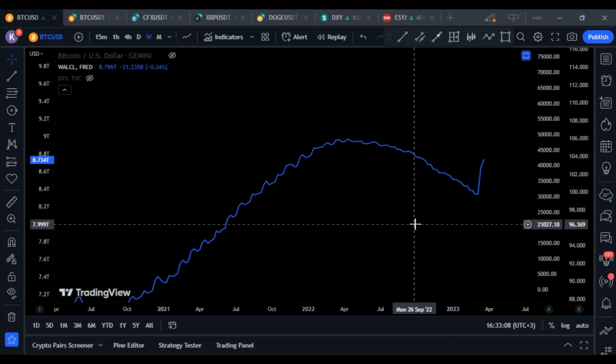So that's everything for today. I hope this was informative enough for you to understand this chart and how it relates to general economics, to risk on assets, and to the dollar itself.